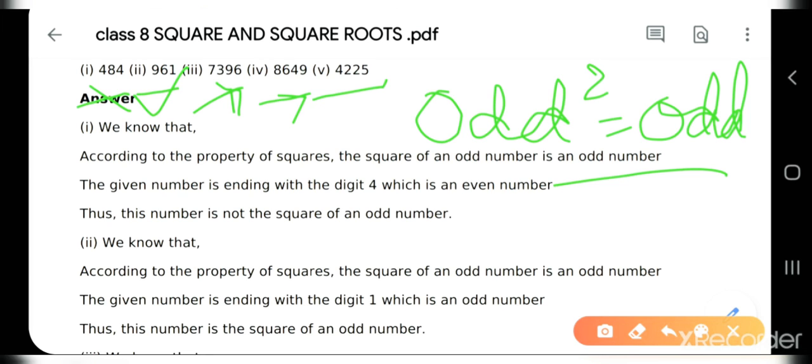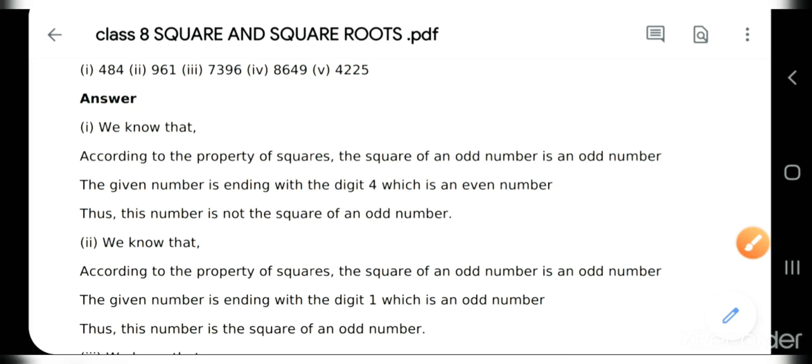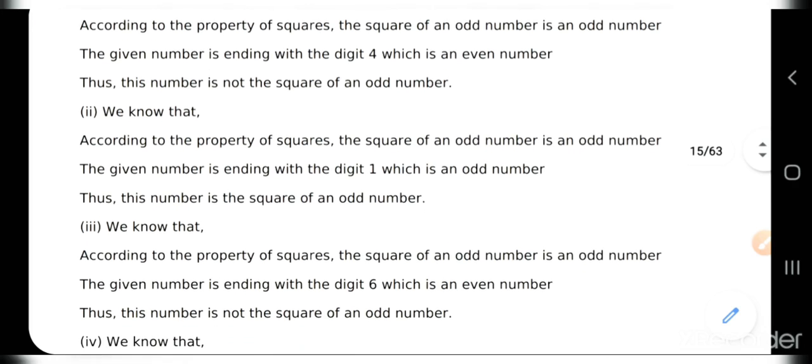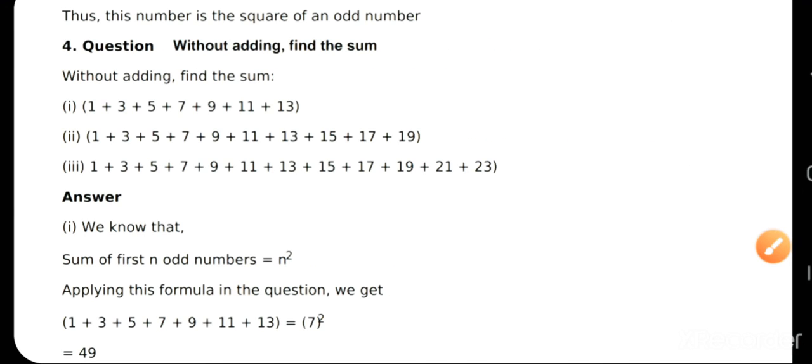As the given number for this one is an odd number, so it is the square of an odd number. Clear? Just have a look at the solution. So let's come to the next question.